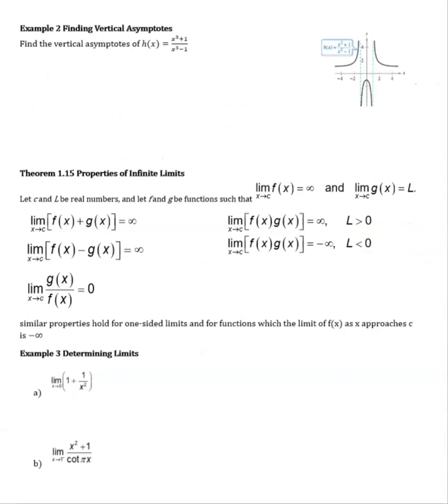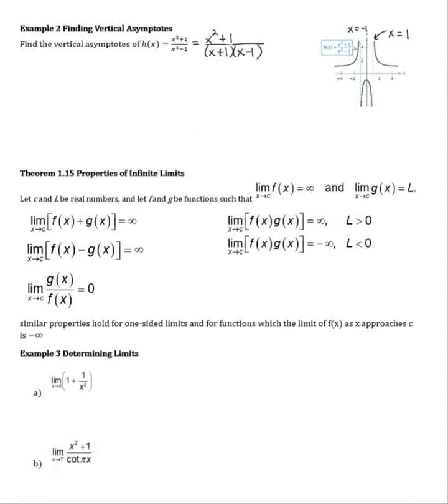Example 2, we're being asked to find the vertical asymptotes of this rational function. I'm going to begin with a little bit of algebra and factor the denominator, because the denominator is where we look for vertical asymptotes. The numerator cannot be factored. So looking at the denominator, I can see that we have vertical asymptotes at x is equal to negative 1. We can also see that on the graph, and at x is equal to positive 1.